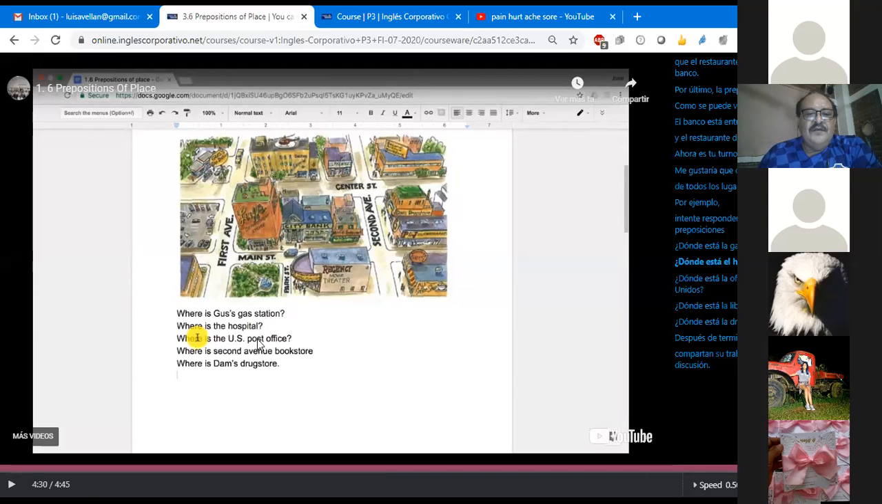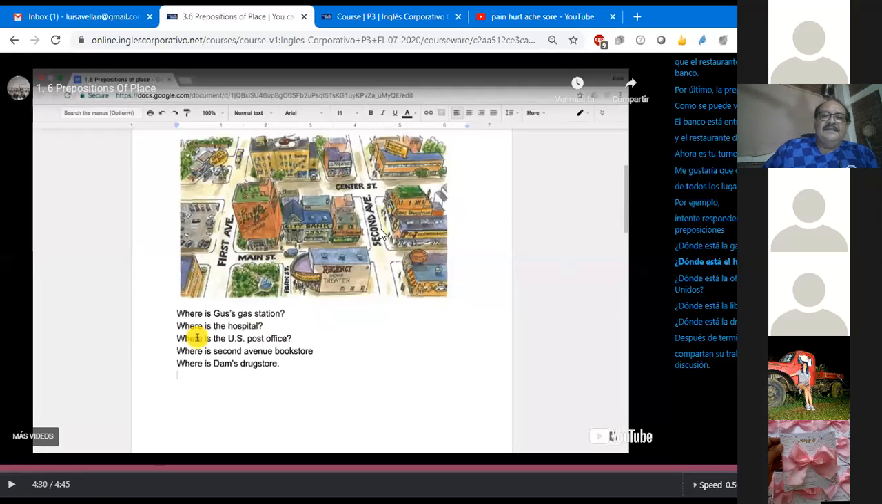Where is the U.S. Post Office? I think it's this one, right? Yes. Okay. On the corner of Center Street and Second Avenue.